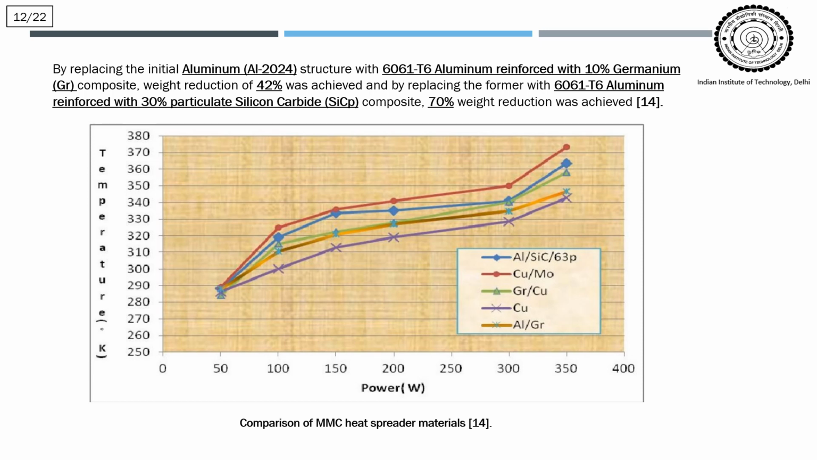From reference 14, we can see the comparison of metal matrix composites for heat spreading material. If the initial structure of AL 2024 is replaced by 6061 T6 aluminum reinforced with 10% germanium, a 42% weight reduction was achieved, and by replacing the former again with 6061 T6 aluminum reinforced with 30% particulate silicon carbide, a 70% weight reduction was achieved. Aluminum reinforced with germanium has proven effective for heat spreading material. It will provide thermal conductivity close to copper and a coefficient of thermal expansion close to silicon.